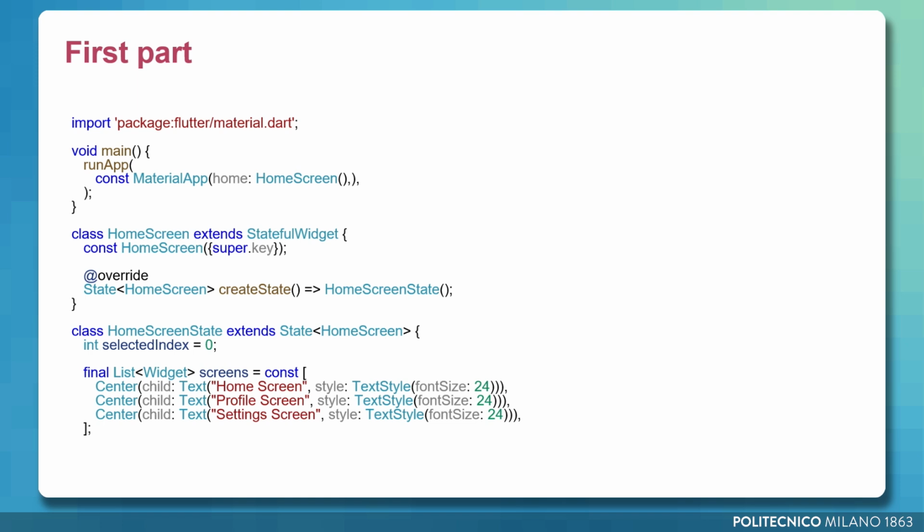Similar to the previous example, we also define a list of widgets called screens. This list represents the entry points of the different parts of the application, or in other words, the sections that we want to include in the menu. The names are similar to the ones we used before, such as home screen, profile screen, and settings. In this case, we also apply a bit of styling to the text.